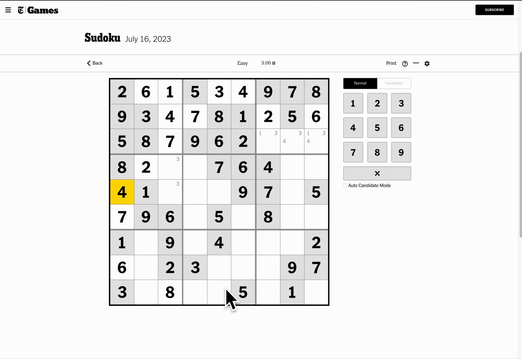Okay, box four just needs three and five, and I can write those in now. That's a three. That's a five. Yes, that's right. Okay, box seven. I need four, five, and seven.